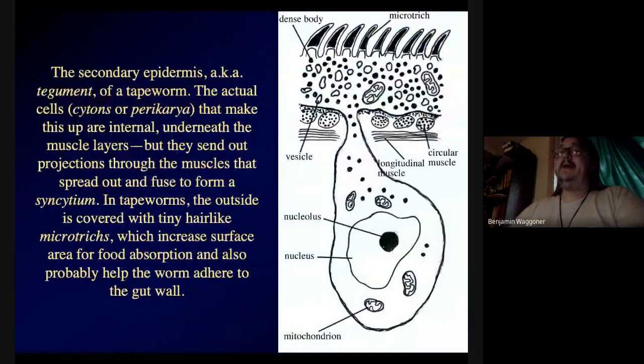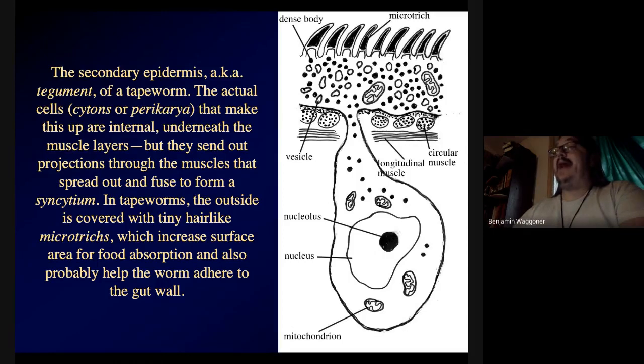This is a cross-section. It's based on electron microscope pictures taken through the epidermis of a tapeworm, and that epidermis is also called the tegument. Now, what you're looking at is the cells that make this up are internal. They're called cytons, which I always thought were the bad guys in Battlestar Galactica, but evidently not. You'll also see them called pericarya, and they are inside the body underneath the layers of muscle.